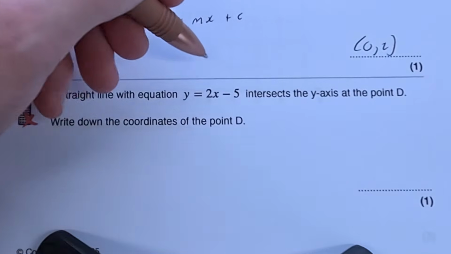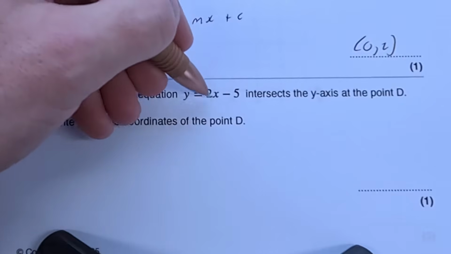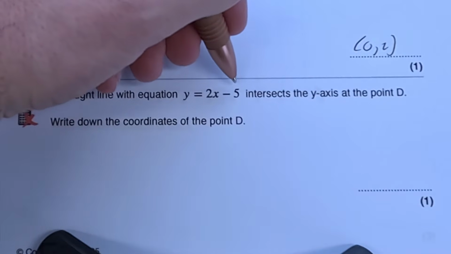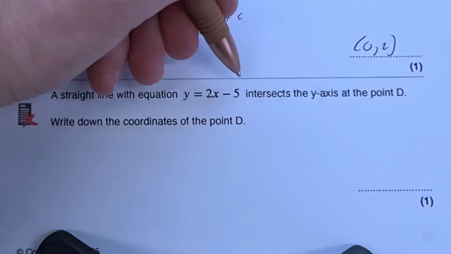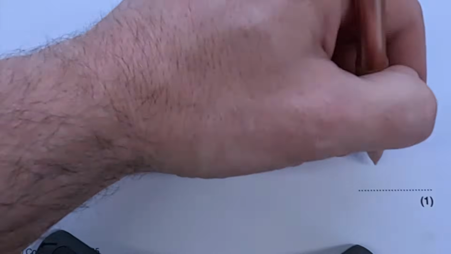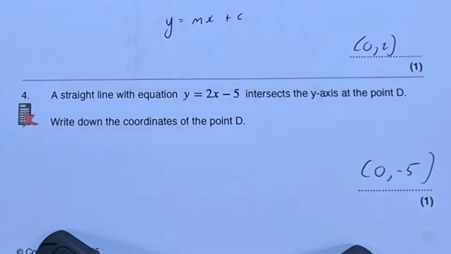So here we've got this equation, y equals 2x minus 5. The gradient of the line would be 2, because that's the m, the number in front of the x. And this minus 5 will tell us where the graph crosses the y-axis. So it crosses the y-axis at negative 5, so the y-intercept is negative 5. Now we're asked to write down the coordinates of the point D, so the coordinates of the y-intercept, that will be 0, negative 5. So 0 across, 5 down, and that's it.